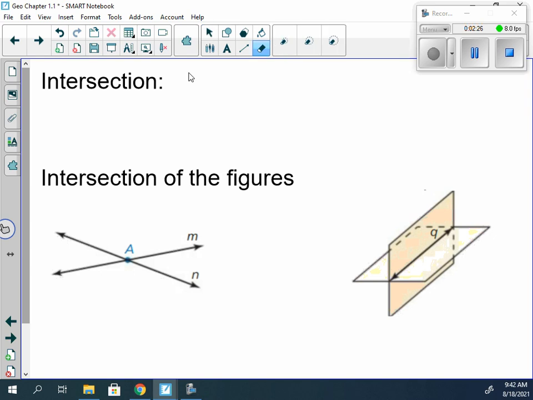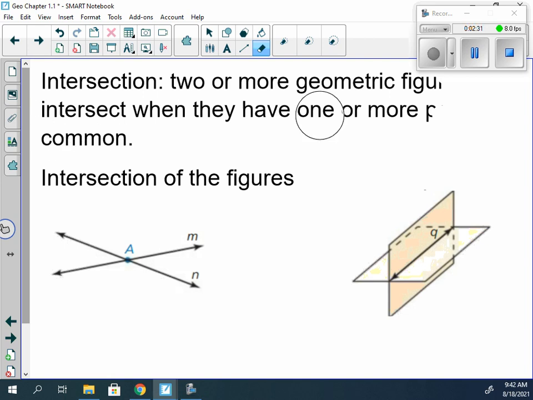Intersection. Y'all know what an intersection is? Two or more figures cross. It's where they intersect, where they cross, have a point in common, one or more points in common. Two or more geometric figures intersect when they have one or more points in common. They share them. They cross. So really, if they have points in common with each other, then they intersect.